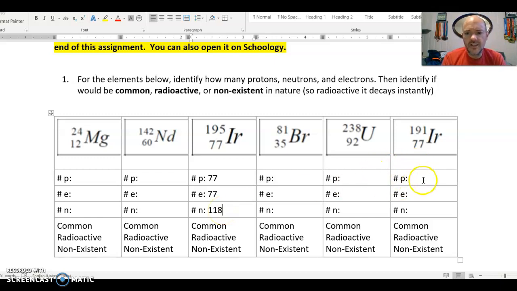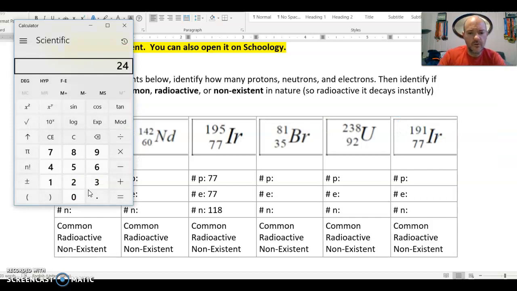I'm going to look at magnesium here. So magnesium has 12 protons. Again, it is neutral. I see no charge right here, so it's got 12 electrons. And then my number of neutrons is up here, how I figure it out. There's 24 protons and neutrons together in the mass, so I'm going to do 24 minus 12, and that also gets me 12.